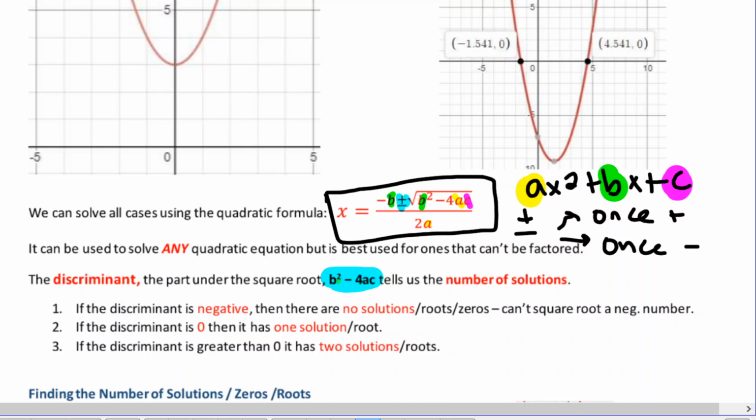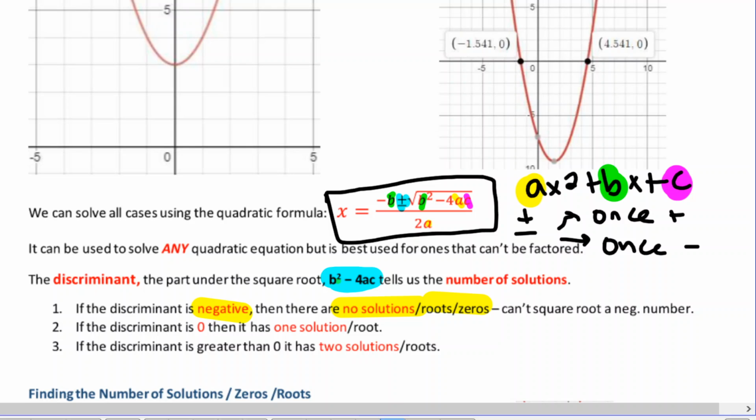So if our discriminant is negative, so if b squared minus 4ac, when I plug in a, b, and c, turns out to be a negative value, that means I have no solutions, right? Or what we also call no real zeros, there's no x-intercepts. It looks like that graph on the top left. And that's because I can't square root a negative number, so I can't proceed any further with solving the quadratic formula.